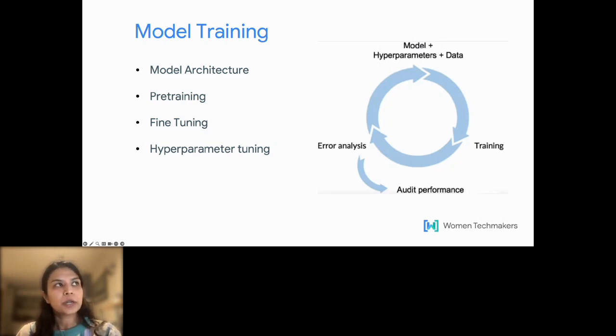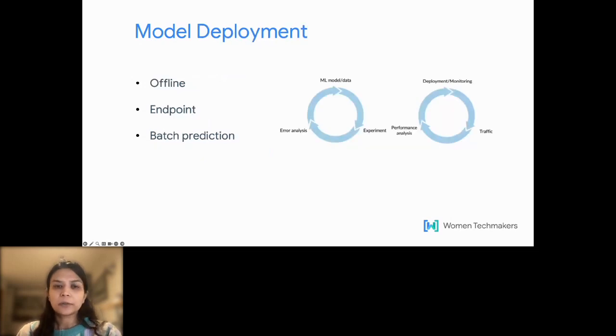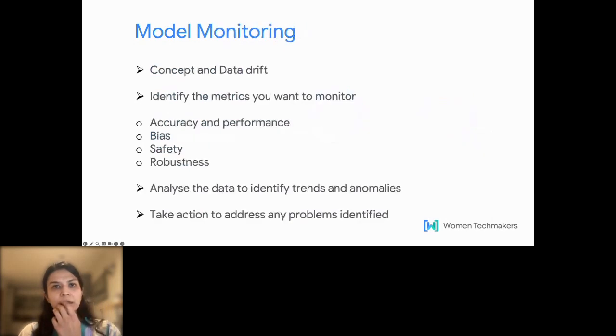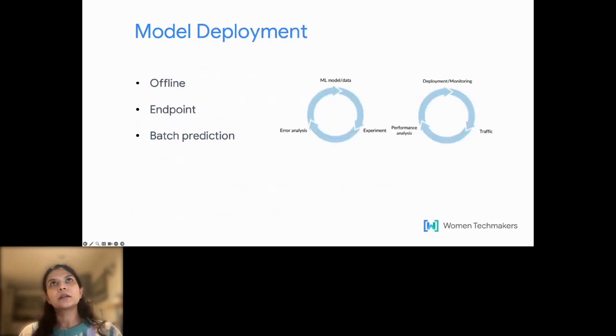So once your model is trained, then comes the deployment part of it. So how do you deploy your model? You can either deploy your model offline, like you can put your model on device and that would work for you, or you can serve it as an endpoint and inject that endpoint into your application, or you can do batch predictions, you can schedule batch jobs for your use case. So this is how you can deploy the model. But there are various deployment patterns which are common across machine learning models.